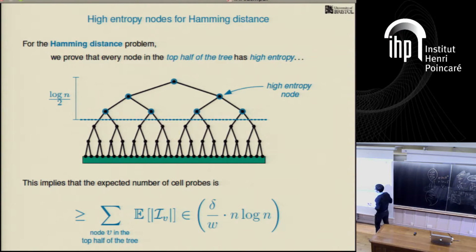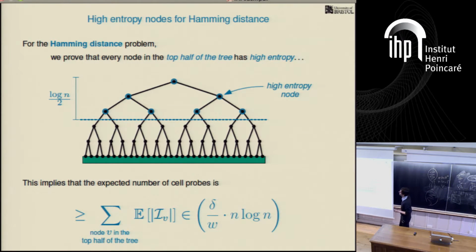But it doesn't matter, because up here, these are the heavy nodes. They have the biggest intervals. So even if you just sum over all of these, you still get that the expected number of cell probes is at least this. Nodes in the top half of the tree are the big ones, so you still end up with delta over W n log n cell probes in total, which is again annoyingly missing an omega. Sorry about that. Okay, so that's the game we're going to play: to try to prove that for the Hamming distance problem, at least in the top half of the tree, you can get high entropy nodes.